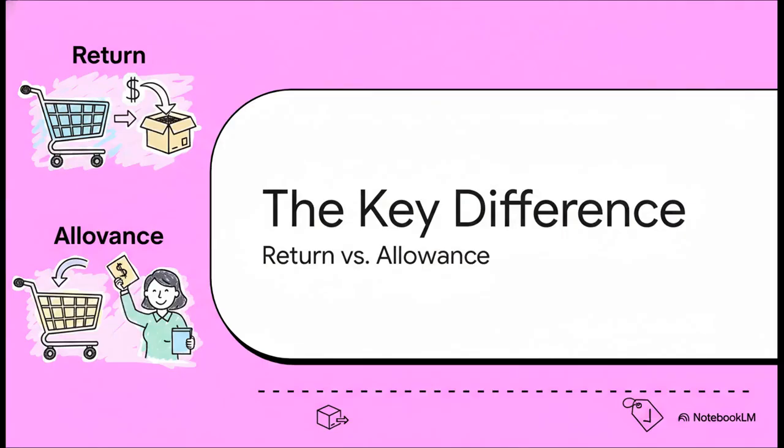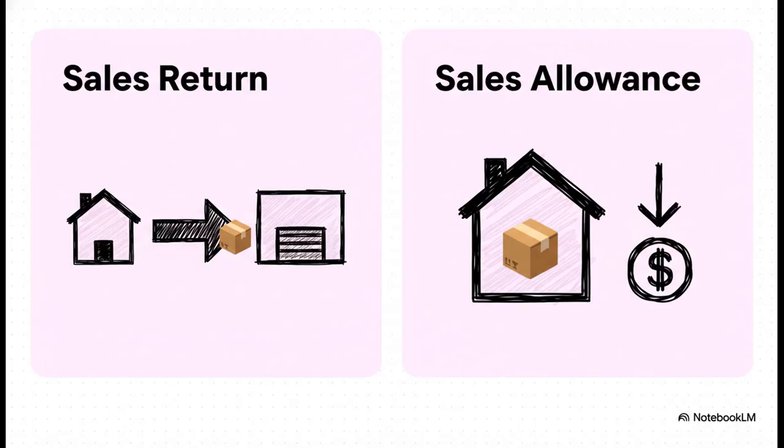Okay, so we've walked down both paths. Now let's put them side by side to really hammer home that key difference. It's all about where the product ends up. It really all boils down to one simple question. What happens to the item? With a sales return, the goods go back to the business for a full refund. With a sales allowance, the goods stay with the customer for a price cut. That is the fundamental difference right there.